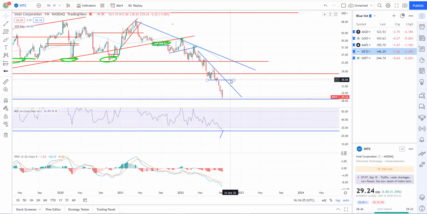So bear market. Intel is in a bear market. So in general, bigger picture, you want to sell the rip, okay? You want to go with the trend and you want to sell the rip. That doesn't mean that we just short Intel anywhere and everywhere. And bear markets have bear market rallies.